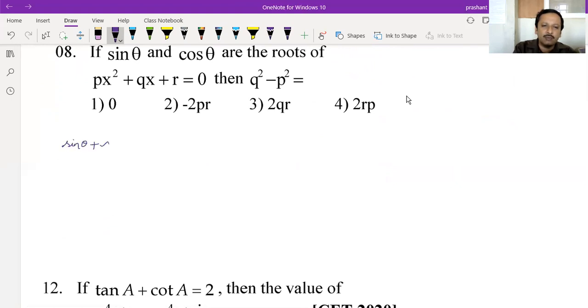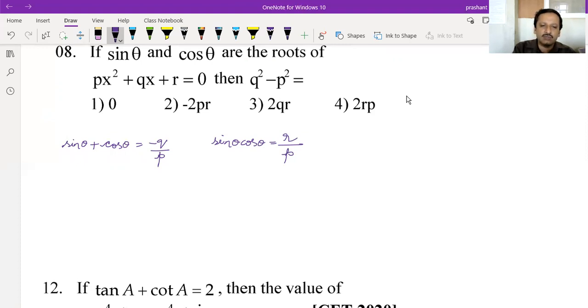Sum of the roots is given by minus b by a, that formula. Sin theta plus cos theta is equal to minus b by a, that means minus q by p. Then I'll find the product of the roots. Product of the roots, alpha into beta, or in this case sin theta into cos theta, is equal to c by a, which means r divided by p. Sum of the roots is minus b by a, product of the roots is c by a. That formula I'm using here.